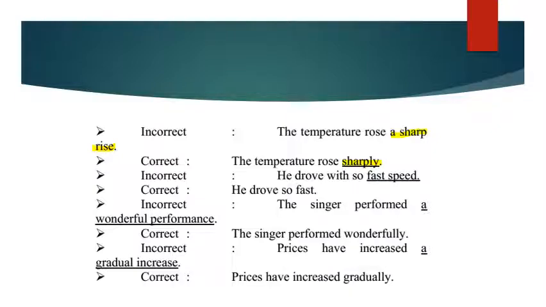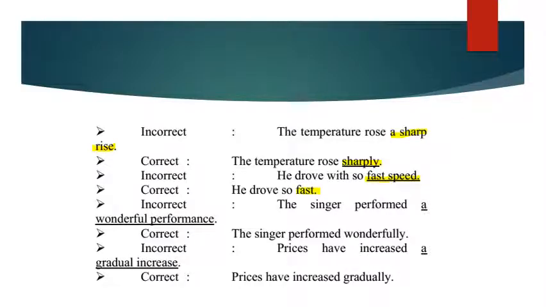Okay, another example is he drove with so fast speed. Again, he or she used the adjective, which is fast, plus speed, which is the noun. So this is wrong again. This is a literal translation from the Arabic language, and the correct form should be the usage of fast right away, which is the adverb here. He drove so fast. I don't have to say so fast speed. بسرعة كبيرة. No, just so fast.